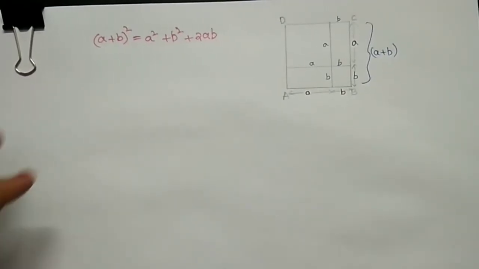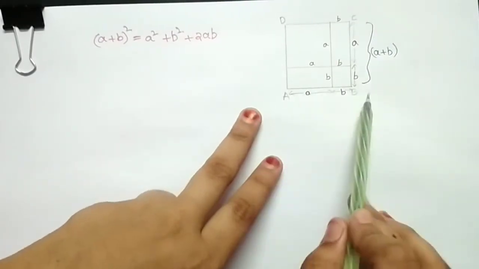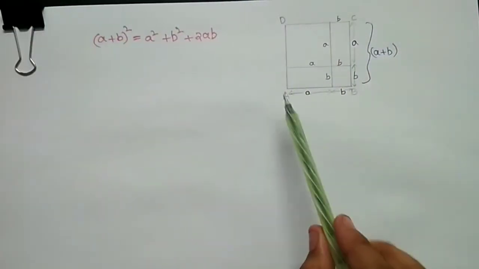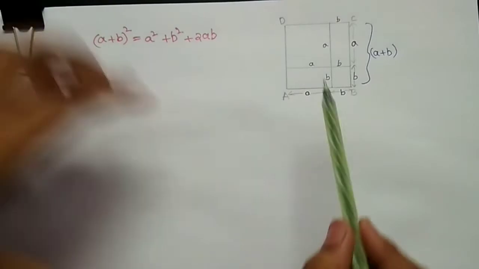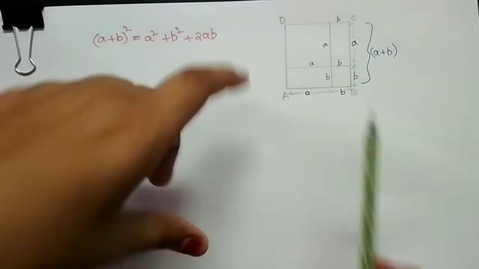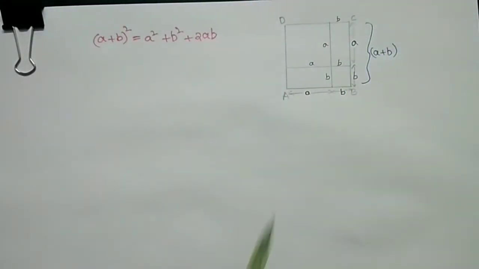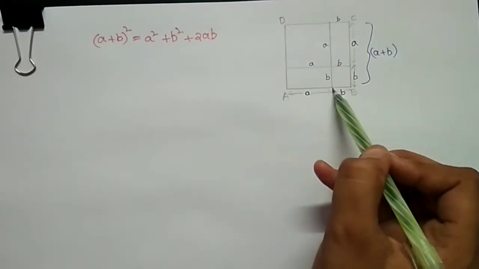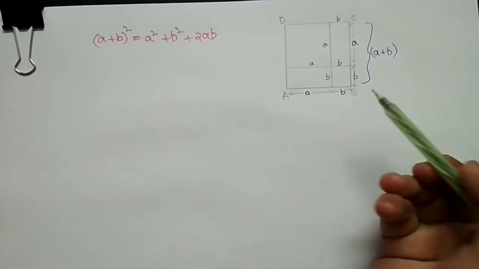For this, I have considered a square ABCD. Now, the side of the square will be A plus B. I have divided this square into 4 different parts, 2 squares and 2 rectangles, of sides A and B.